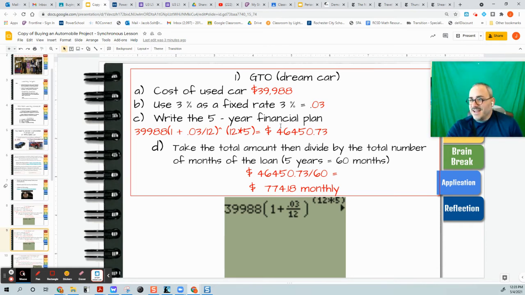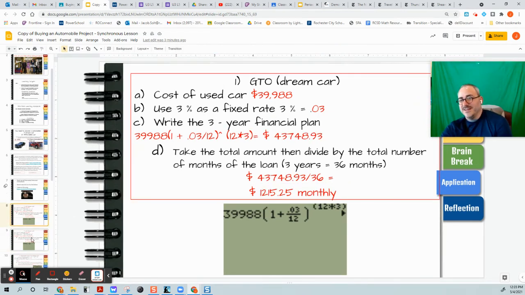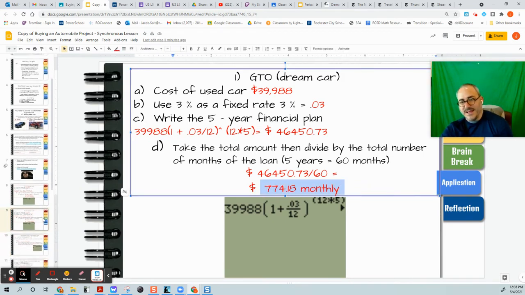However, you take how much you'll pay over the course of 5 years, divided by 60, right? Because 5 times 12 is 60. 5 years times 12 months for every year is 60. And you'll find out the monthly payment will be less. The monthly payment will be less than your 3-year, right? Because you're spreading out those payments over more time. Therefore, your monthly payment can be less.